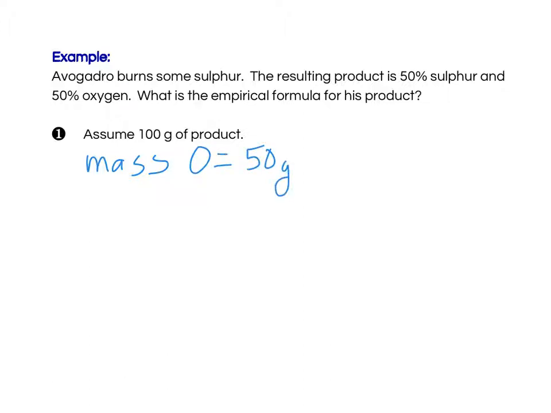And the same goes for my sulfur. The mass of sulfur is also going to be 50 grams. So that's the first thing I want to do. Now, of course, this is a step that you can skip. If in the original question they give you mass values straight away, you don't have to worry about assuming that you have 100 grams of product.